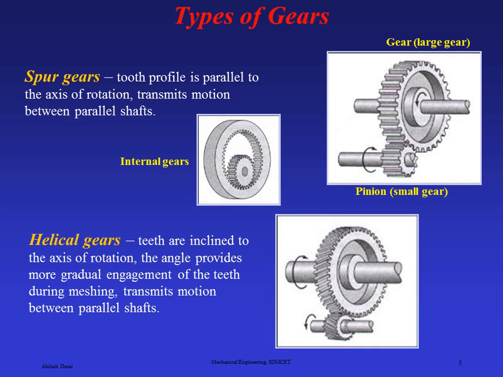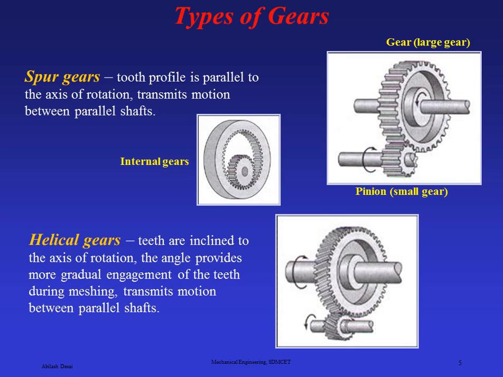Then we have helical gears, where the teeth are inclined to the axis of rotation, and the angle provides a more gradual engagement of the teeth during meshing and transmits motion between parallel shafts. You can see the small change in the angle: the teeth are inclined to the axis of rotation, that is the only change. Otherwise it will be a parallel alignment with respect to the shafts.